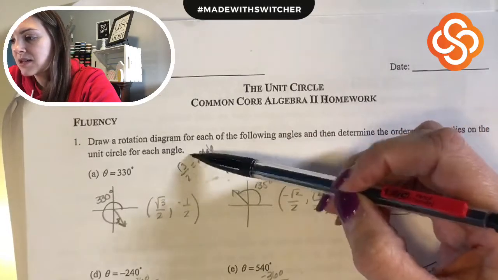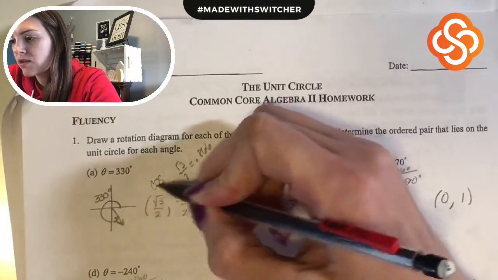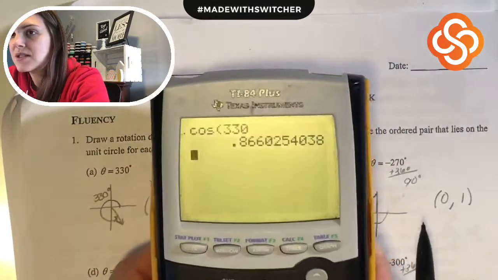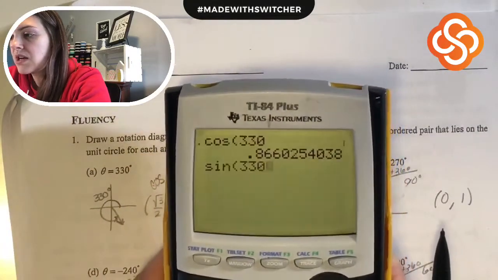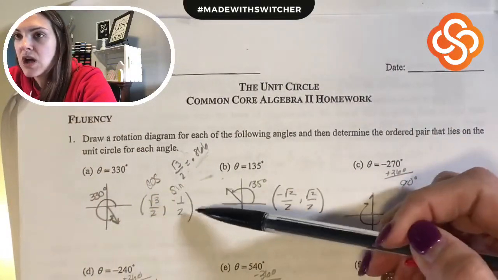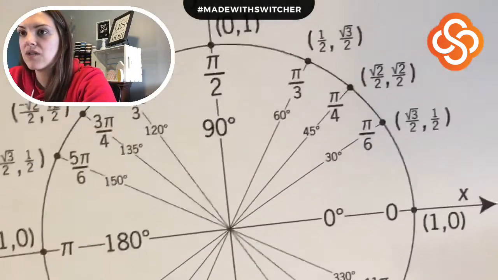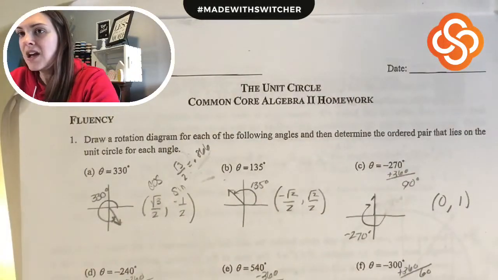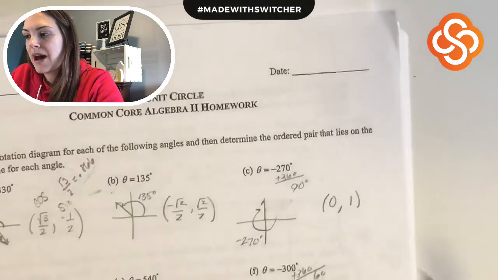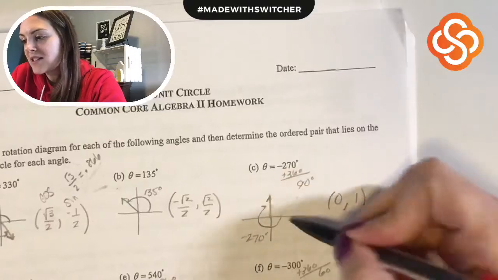I want to see this. So this is cosine and this is sine. Alphabetical order: cosine, sine. So when I type in the sine of 330, it gives me that -1/2, and I could write it. So really we're just doing the coordinate points, whether we're using our calculator or looking at the unit circle.